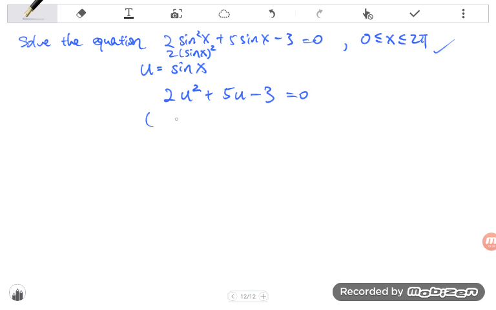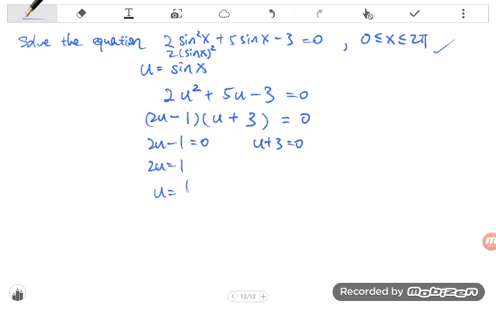And maybe, I hope, we can factor it. So I'll have 2u here, I'll have u over there, I'll have a 3 here, 1 there, and I need a plus. So (2u minus 1)(u plus 3) is equal to 0. So we will need your factoring skills for this one, yeah? Now it's easy. So I have 2u minus 1 is equal to 0, and u plus 3 is equal to 0. So 2u is equal to 1, u is equal to half.